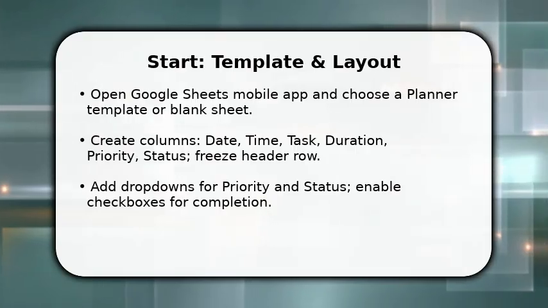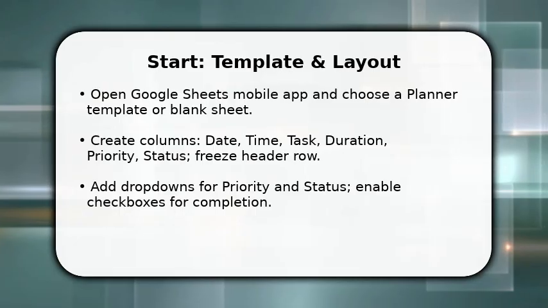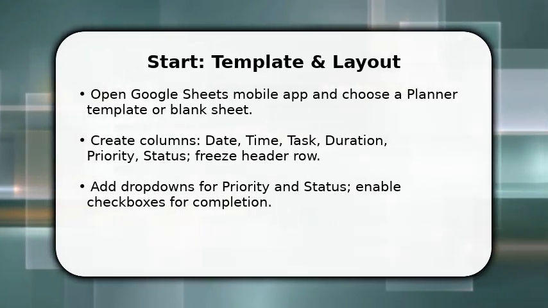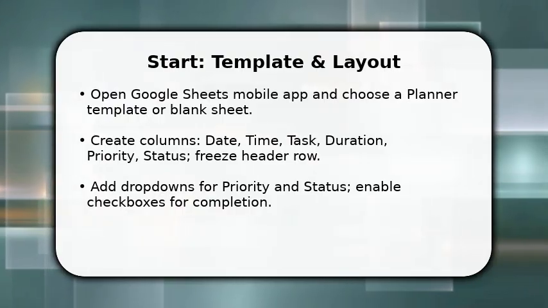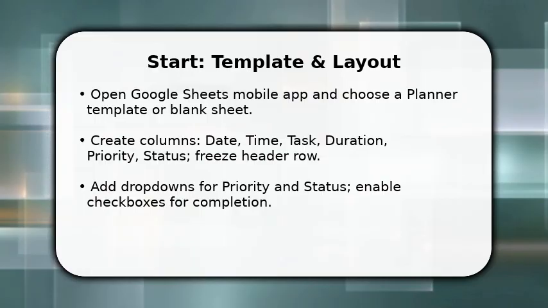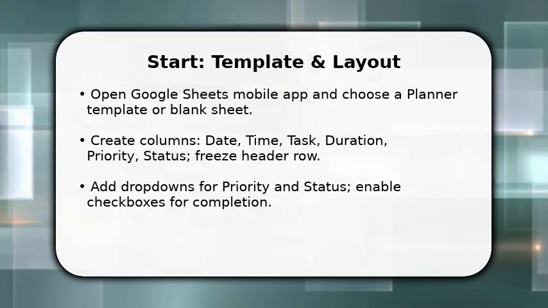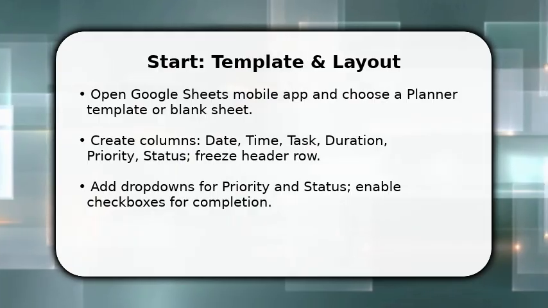You open Sheets on your phone and pick a planner template or a blank sheet so you can start fast. Create columns for date, time, task, duration, priority, and status. Freeze the header so it stays visible. Add drop-downs for priority and status and insert checkboxes for completion to speed entry.